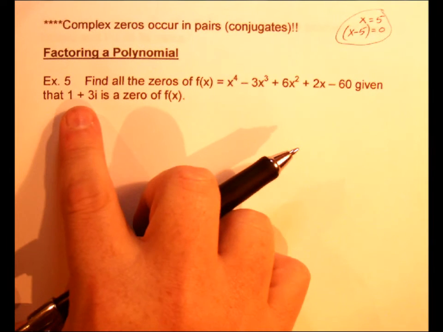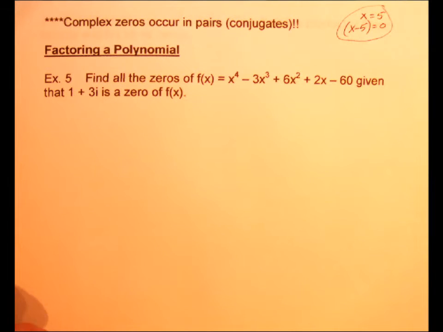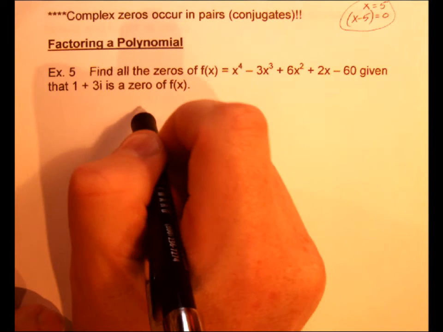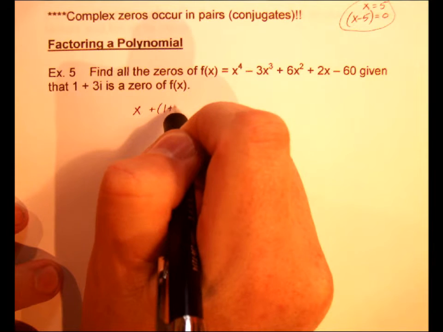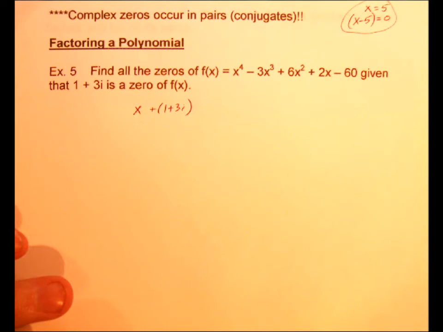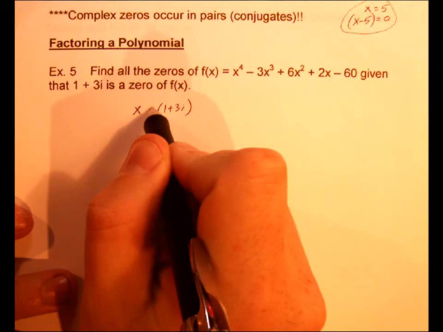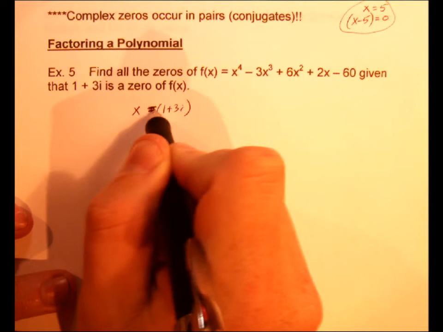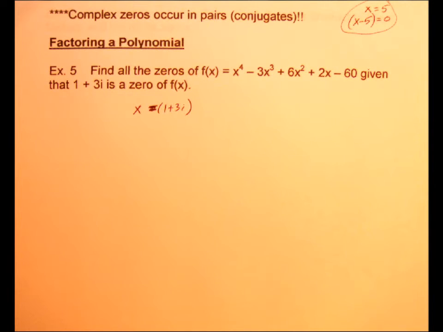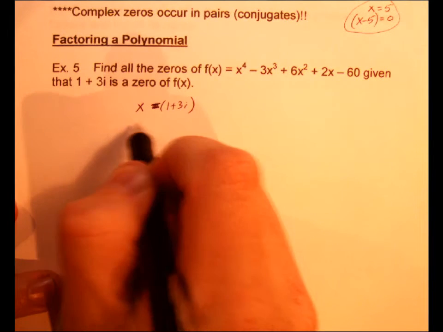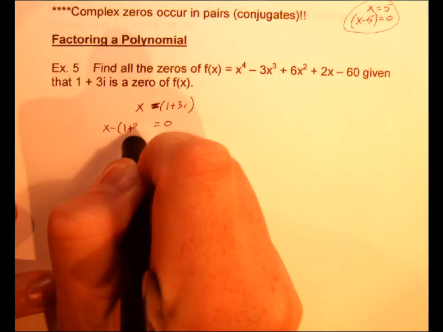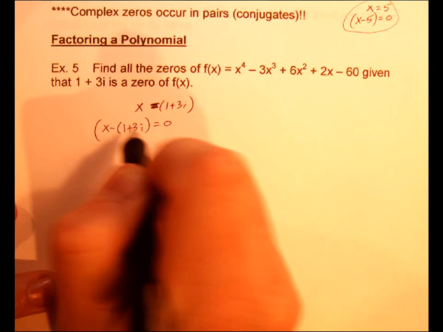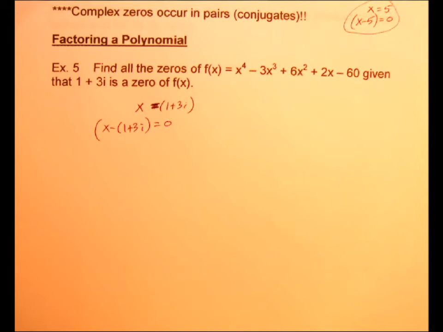Okay? 1 plus 3i is a 0. So if I set it up as x equals 1 plus 3i, that's equal to each other. Okay? If that is the 0, I would say the factor would be, let's get that equal to 0. So it would be x minus 1 minus 3i. That would be the factor of it.